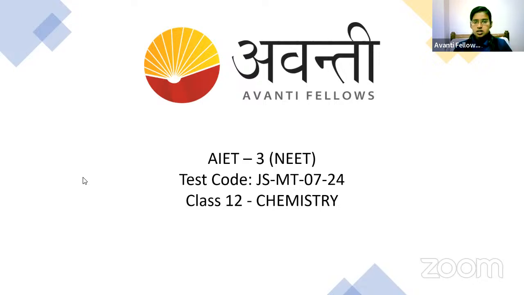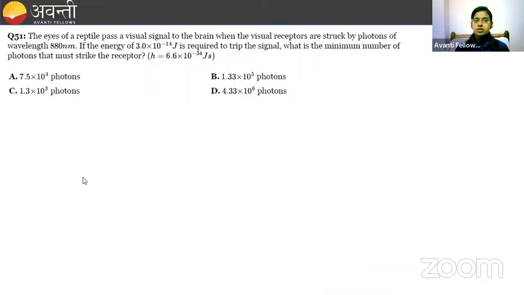So moving on to the first question, question number 51. The eyes of a reptile pass a visual signal to the brain when the visual receptors are struck by photons of wavelength 880 nanometer. If the energy of 3 into 10 to the power minus 14 joule is required to trip the signal, what is the minimum number of photons that must strike the receptor? So we are asked to find the minimum number of photons that strike the receptor.